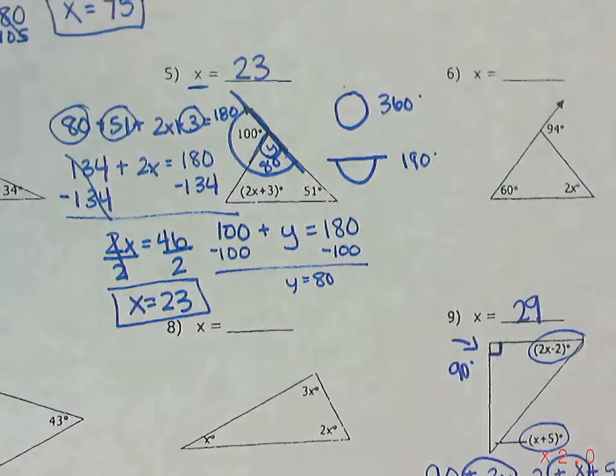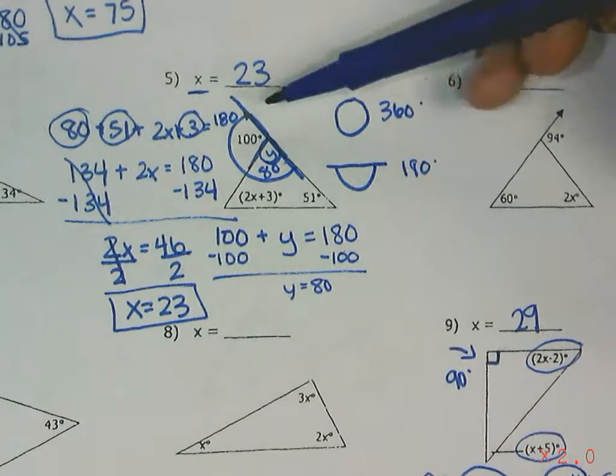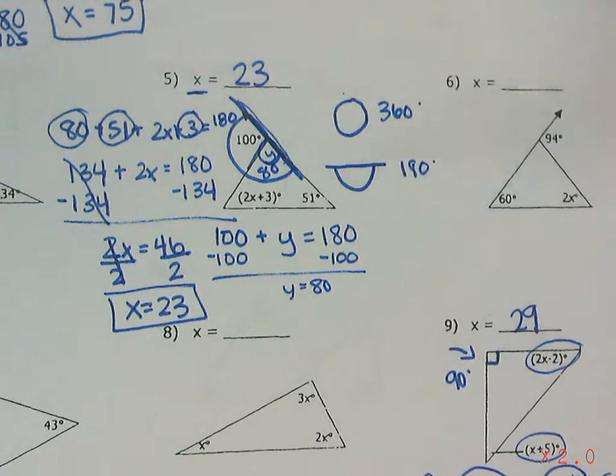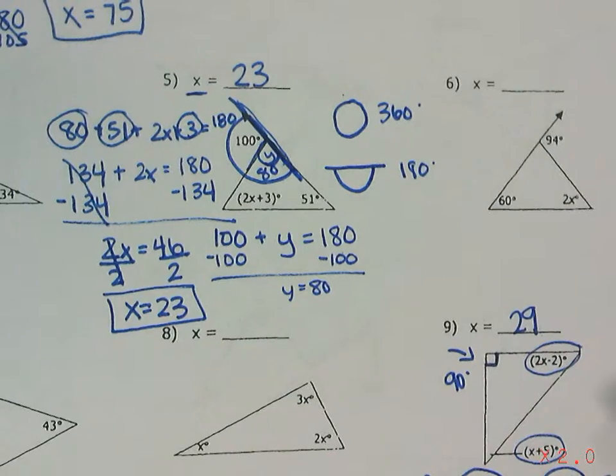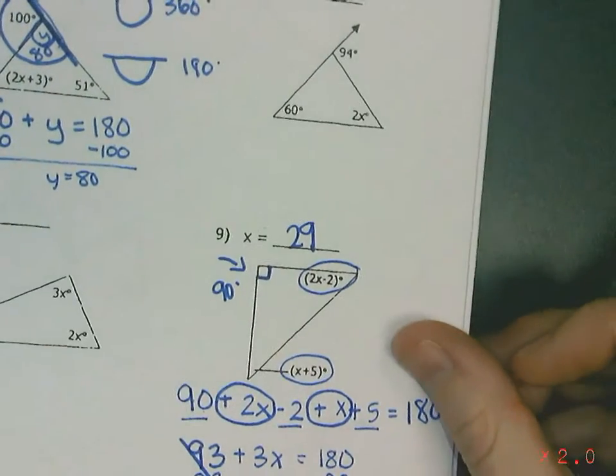So that one took a few more steps, but as soon as you find that missing angle using the straight line that equals 180 degrees, then you're able to find the missing angle of the triangle. Okay, so let's do one more problem like that. We're going to do number 6.